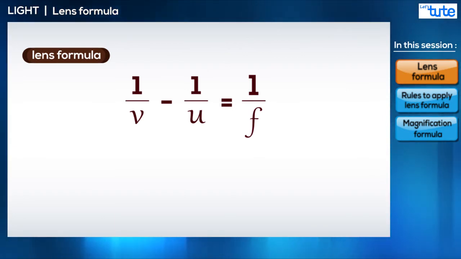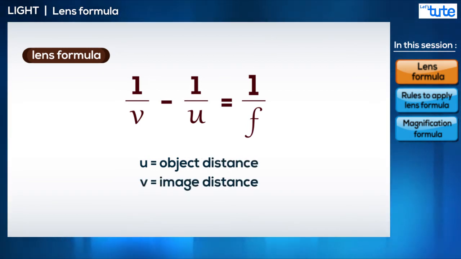This is not that different from the mirror formula, except the sign between the terms on the left is negative here and was positive there. Like that formula, here too, u represents object distance, v the image distance, and f the focal length. Similarly, here too we have rules to follow if we need to use the formula without confusion.